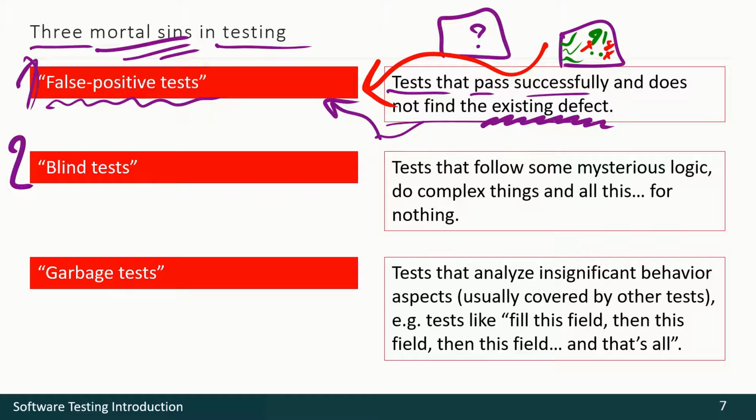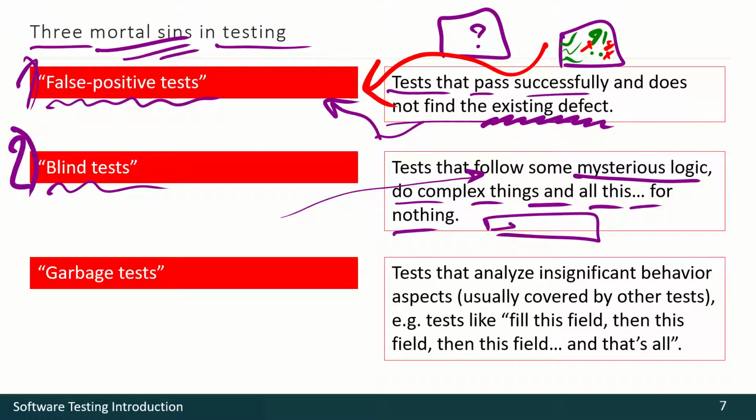The second sin is the so-called blind test, that follows some mysterious logic, does complex things, but all for nothing. Such tests do not follow a reasonable user scenario. They just do some kind of random clicks, other random actions, maybe even perform some complex actions, but they do not really check anything useful for the user.